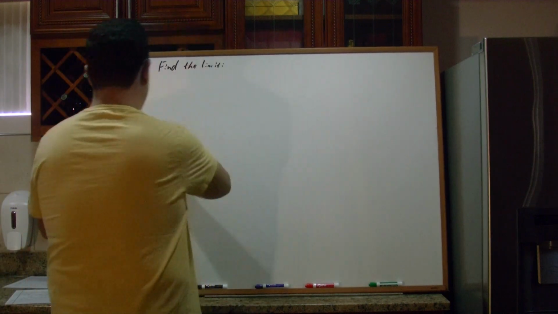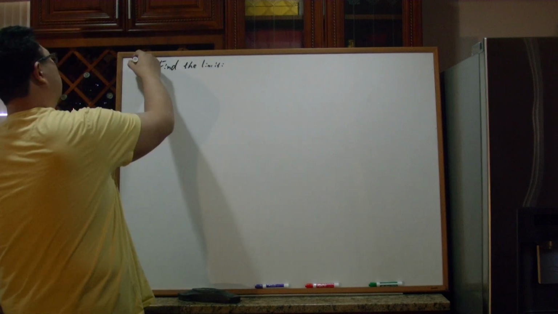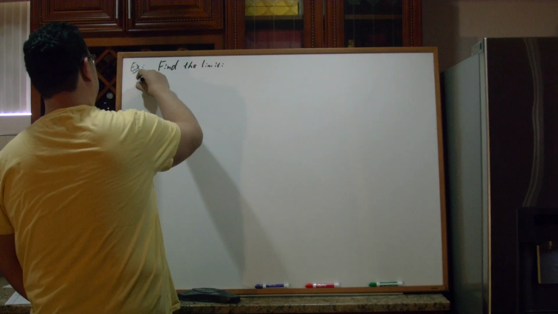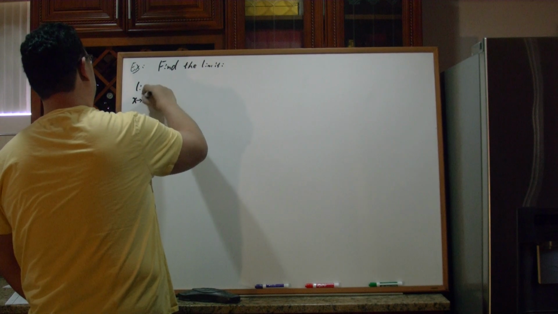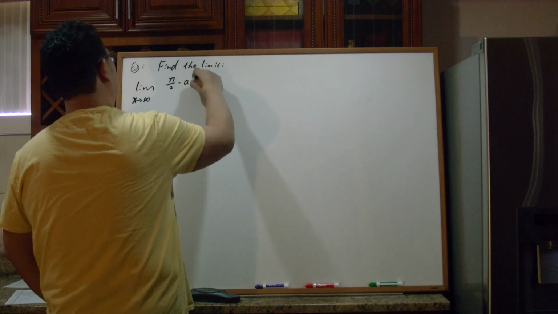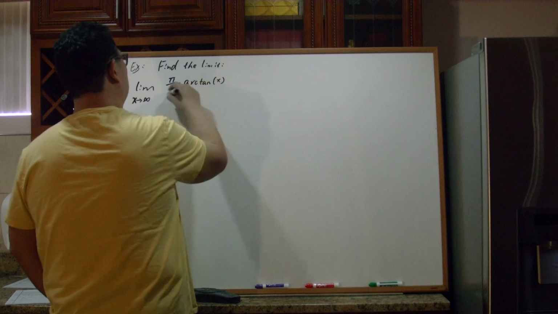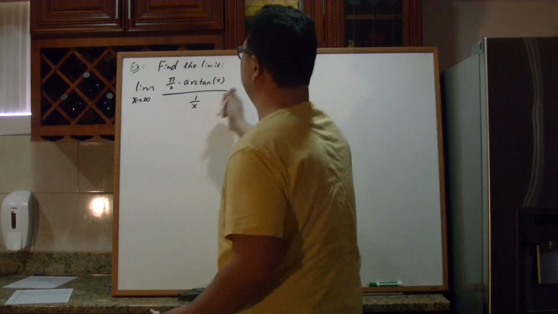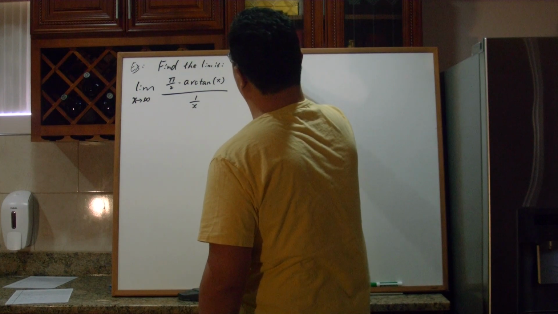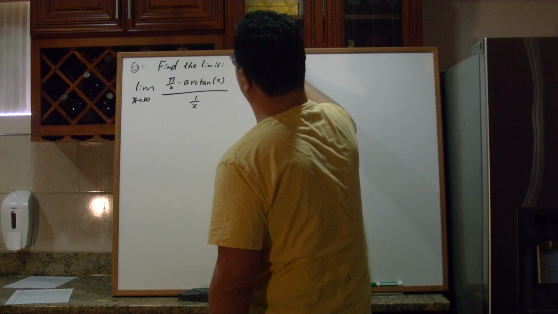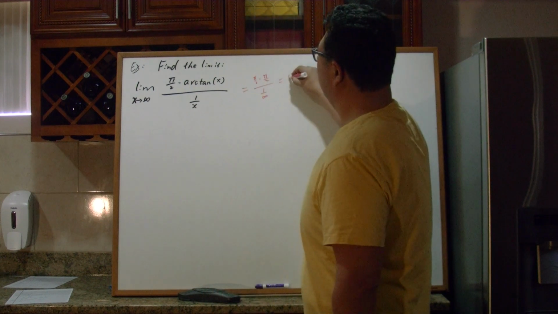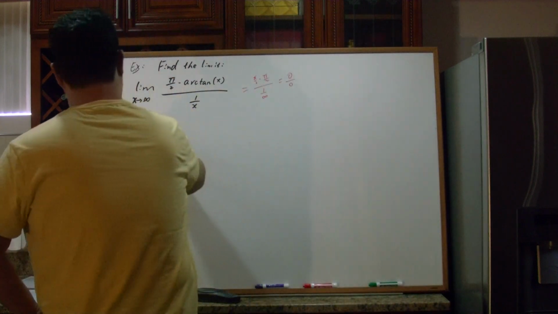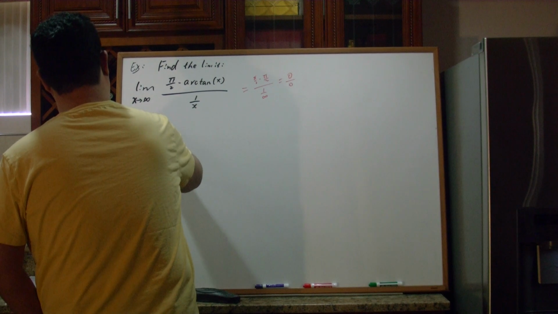Next, we see how to apply L'Hopital's rule to a different type of question. Find the limit as x approaches infinity of pi over 2 minus arctangent of x, over 1 over x. Evaluating at infinity, we get 1 over infinity, and pi over 2 minus arctangent of infinity, which is pi over 2. We get 0 over 0, so that is an indeterminate 0 over 0 format.